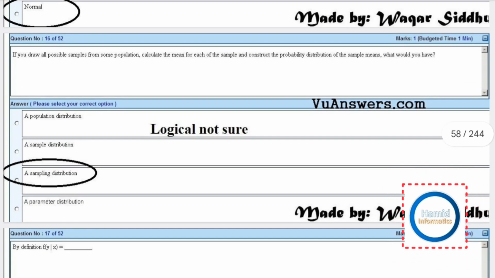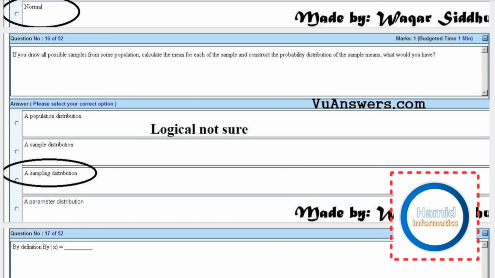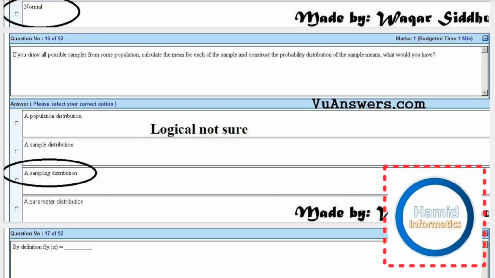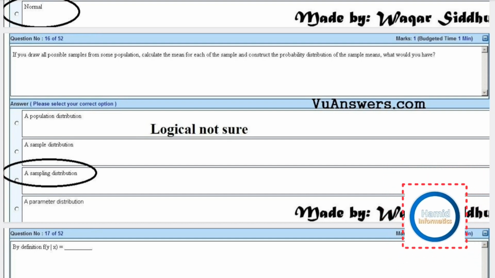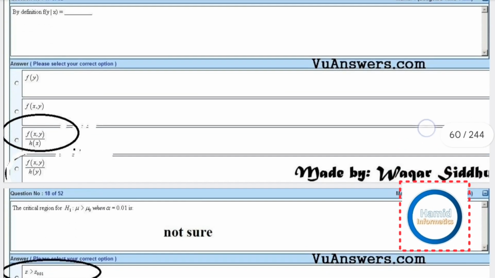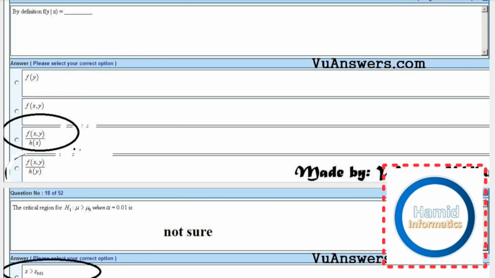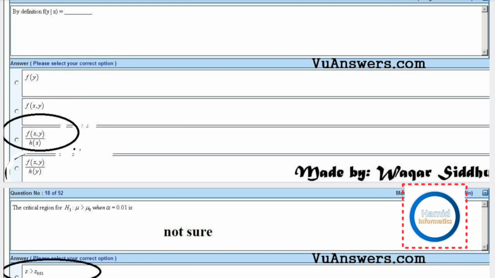If you draw all possible samples from some population, calculate the mean for each of the samples and construct the probability distribution of the sample means, what would you have? A sampling distribution. By definition, f(y given x) is equal to f(x, y) divided by h(x).